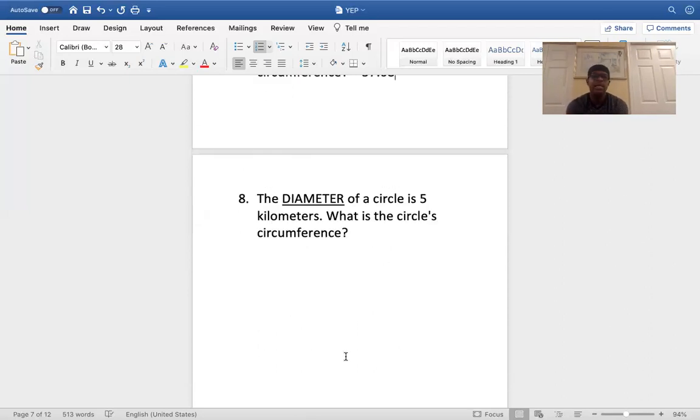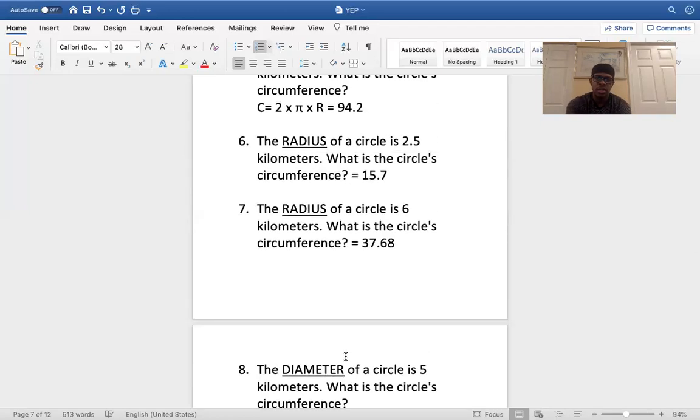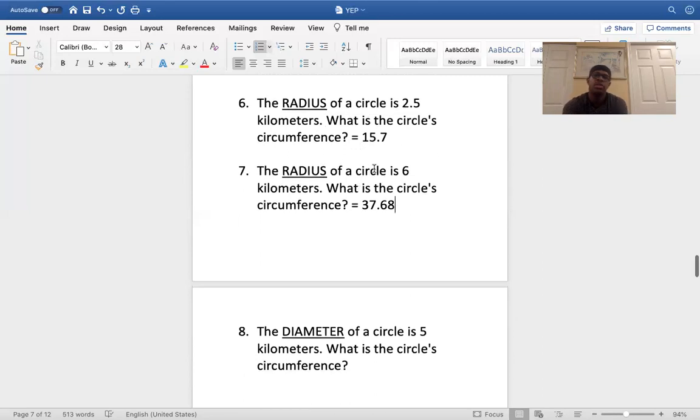And then lastly, the diameter of a circle is 5. What is a circle's circumference? 5 times 3.14. They should give us the same as number 6, which is 15.7, because number 6 was 2 times 2.5, which is 5, times 3.14, which gave us 15.7. And then if the diameter is 5, it's 5 times 3.14, which gives us the same 15.7.